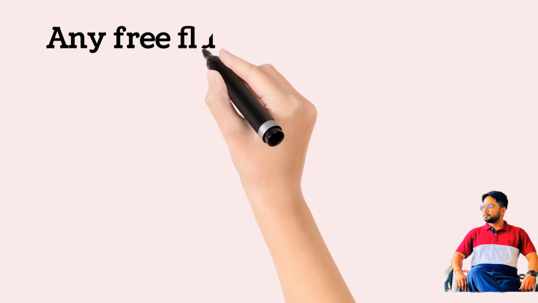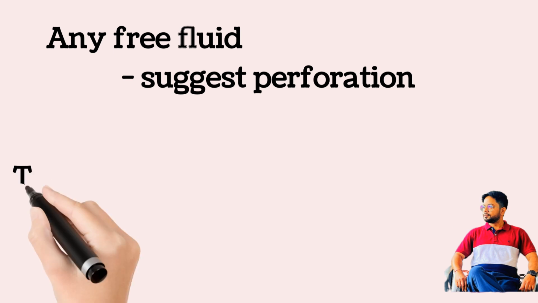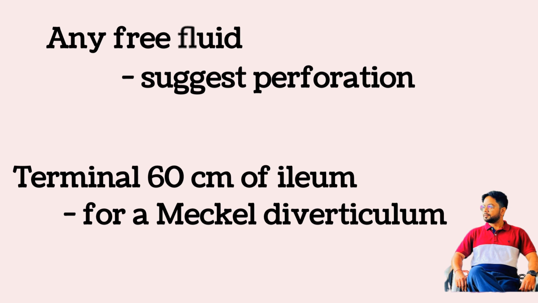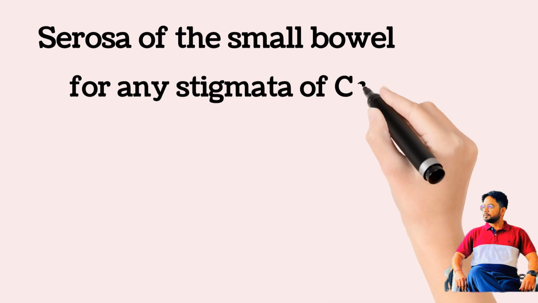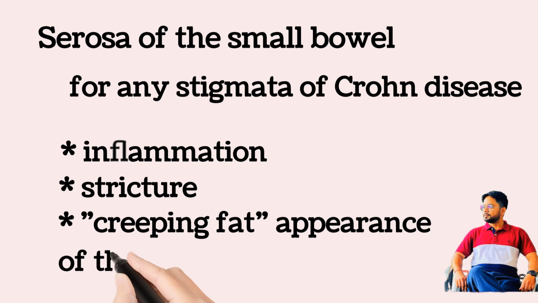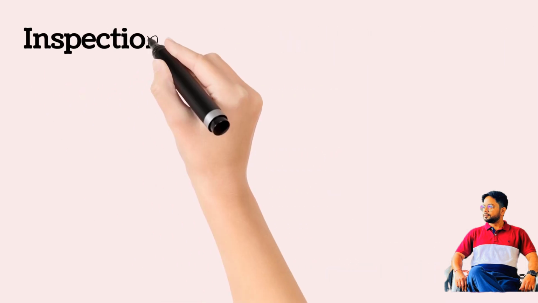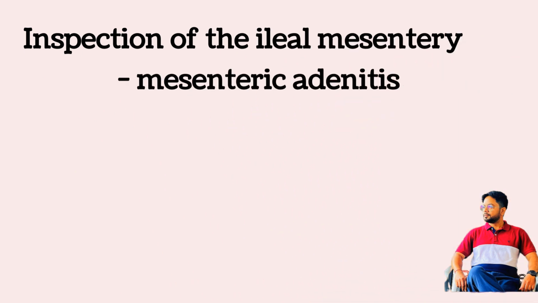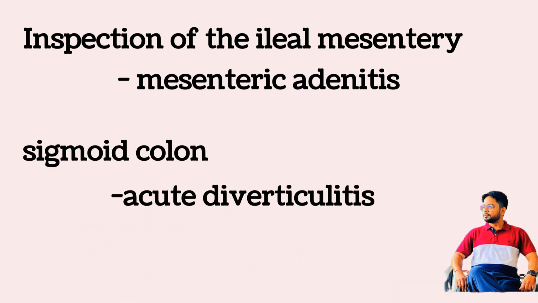Note should be made of any free fluid, as such findings may suggest perforation. The terminal 60 cm of the ileum should be examined for Meckel's diverticulum, and the serosa of the small bowel for any stigmata of Crohn's disease, such as inflammation, stricture formation, or the characteristic creeping fat appearance of the mesentery. Inspection of the ileal mesentery may reveal enlarged lymph nodes suggestive of mesenteric lymphadenitis. The sigmoid colon should be examined for evidence of acute diverticulitis.